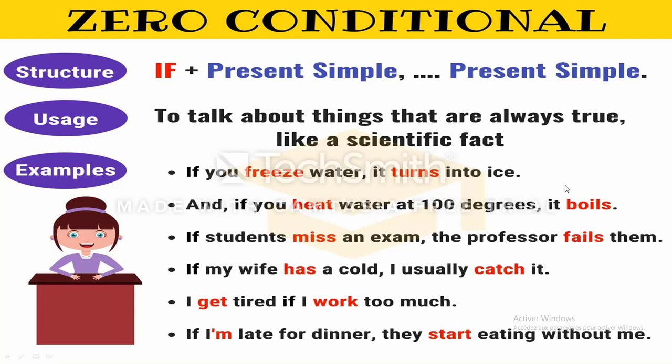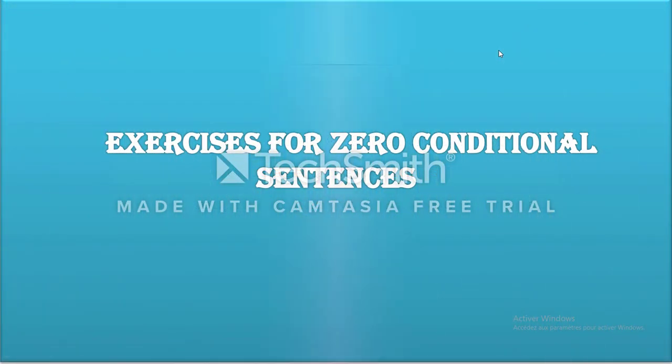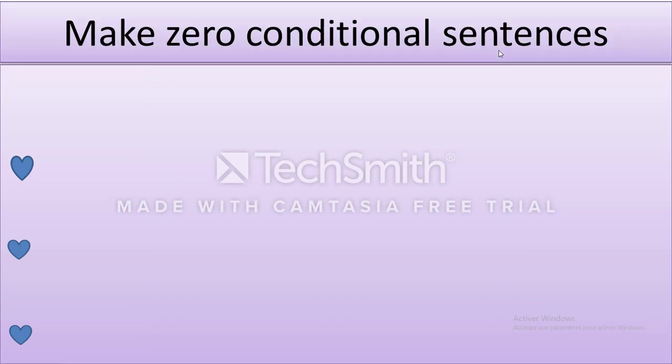Okay, so conditional type 0 we use for general truths. Remember, general truths, something like scientific facts. This is an example. We have present simple, present simple. So let's do more exercises about conditional type 0. Let's make zero conditional sentences.